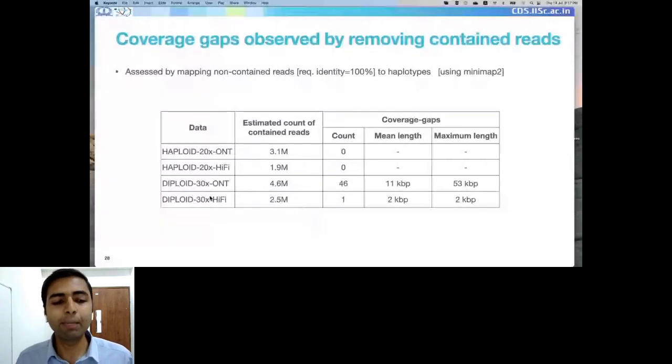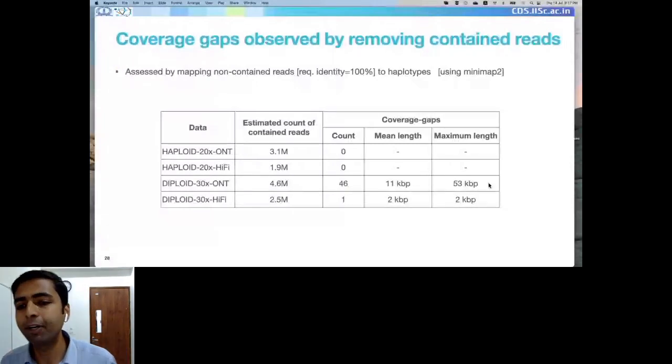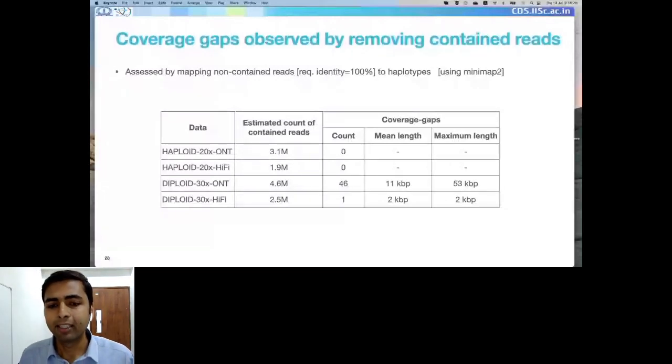However, if we move to the diploid datasets, where there is more risk of losing haplotype specific information, we see that removing contained reads leads to 46 coverage gaps in the Nanopore dataset. The properties of these coverage gaps are here. The mean length of a coverage gap is 11,000 base pair, and the maximum length introduced is 53,000 base pair. The coverage gap is assessed by pulling out all the contained reads and then mapping the non-contained reads back to the haplotypes.